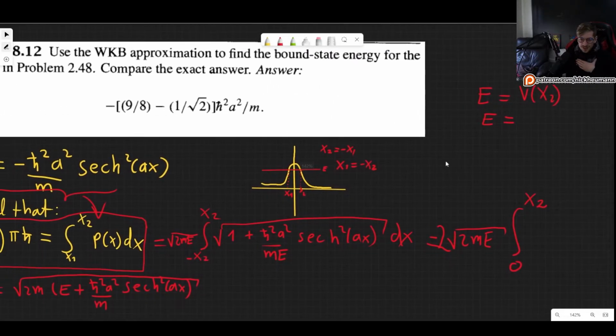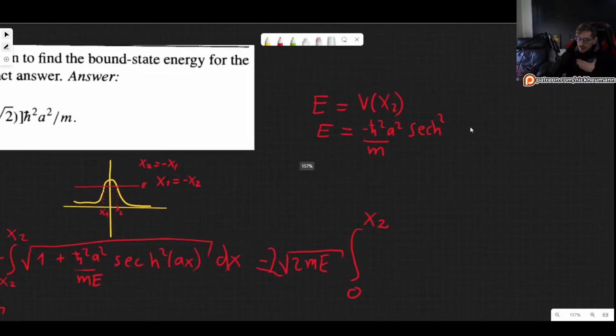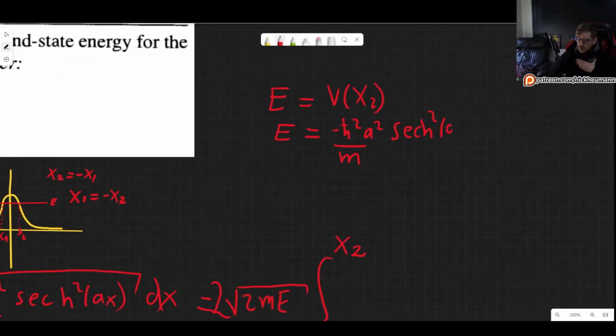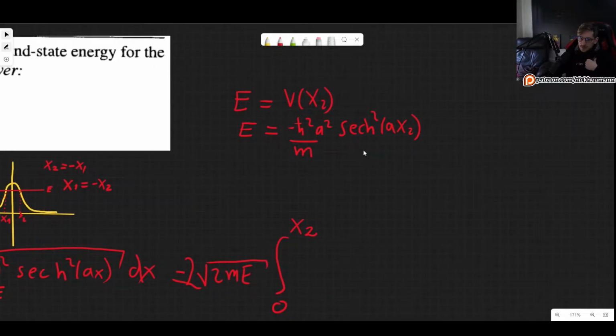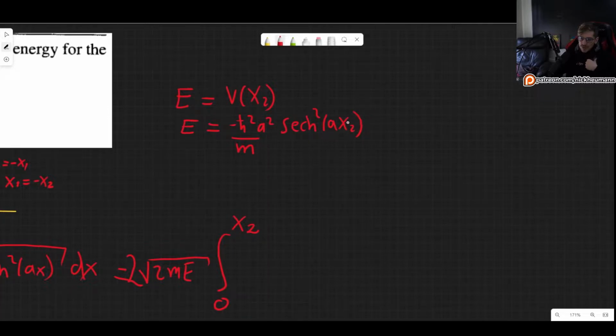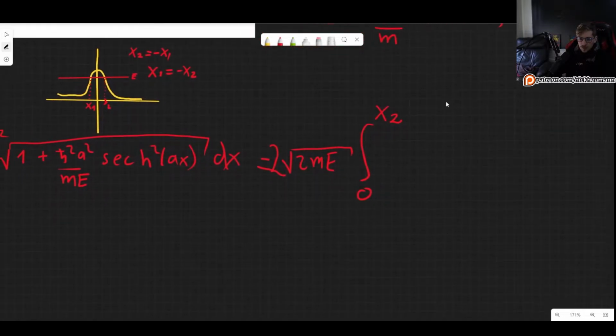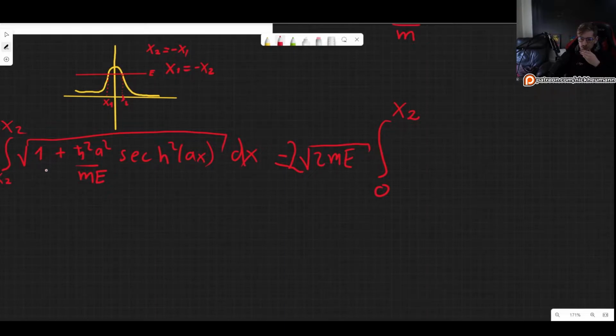I already forgot. It is minus h bar squared a squared over m times the hyperbolic secant squared of ax2. So ax2. There we go. So that is the energy, and this is what basically gives us not only x2, but the secant of x2 in case we ever need it. Okay, so now let's go back here and continue looking at this.